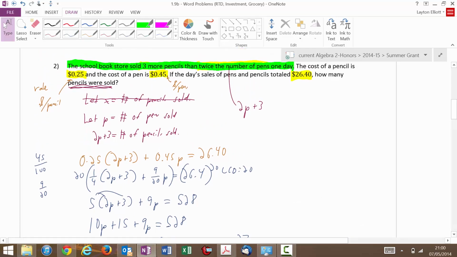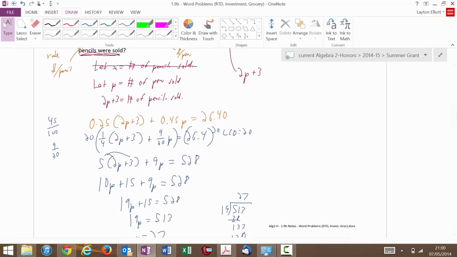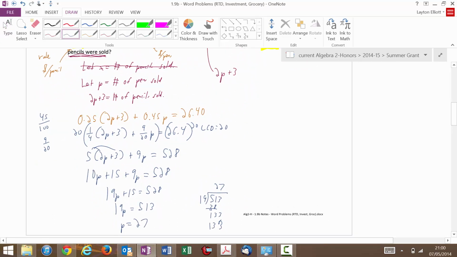Go back up here. How many pencils were sold? Well, I have p as the number of pens, so let's just do a simple 2 times 27 plus 3. It's 54 plus 3, or 57 pencils sold. But I don't want to leave it like that because you should never start a sentence with a number. So I'm going to spell it out.